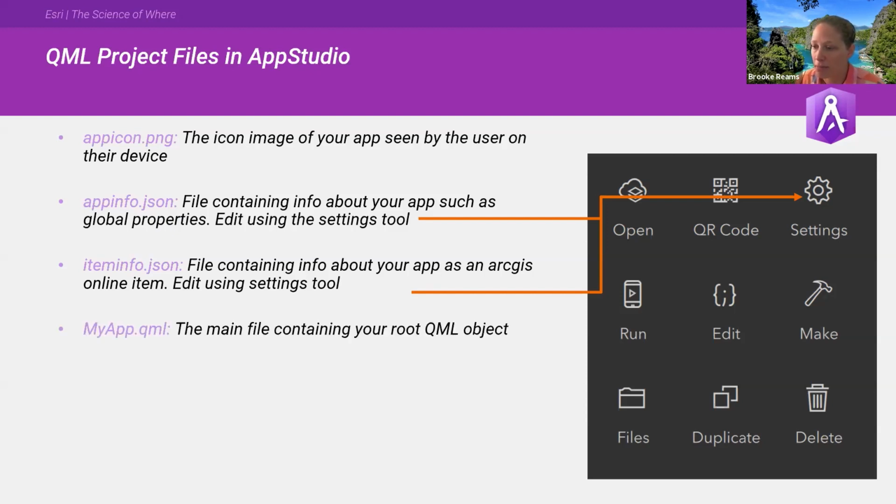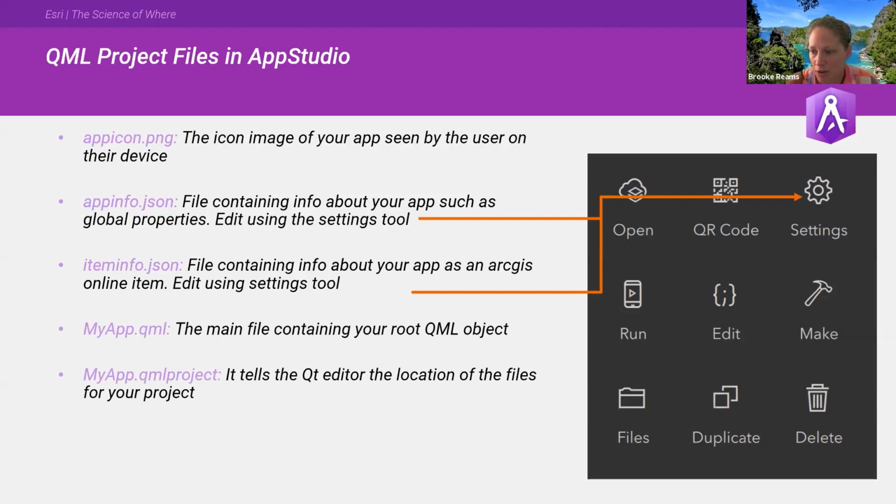Also, a file called myapp.qml gets created, and this is just the main file that contains the root QML object. So when you first run your app, the myapp.qml page is the first page of code that is run. There's also a myapp.qmlproject. The QML project file is specific to the Qt editor and just tells the Qt editor where the location of all your files for your project are located.